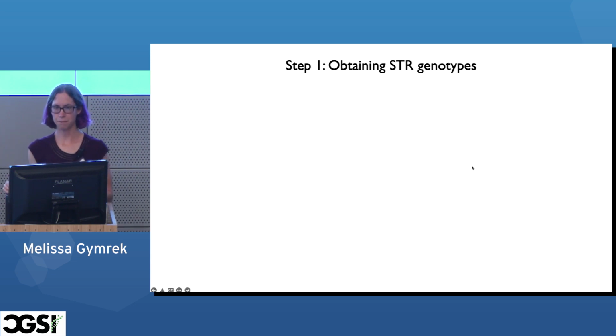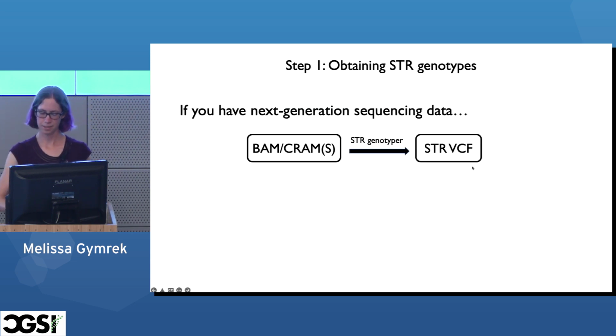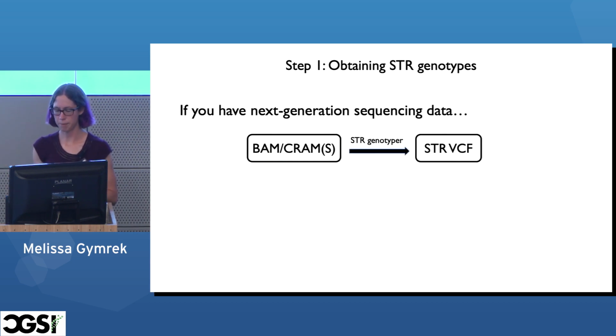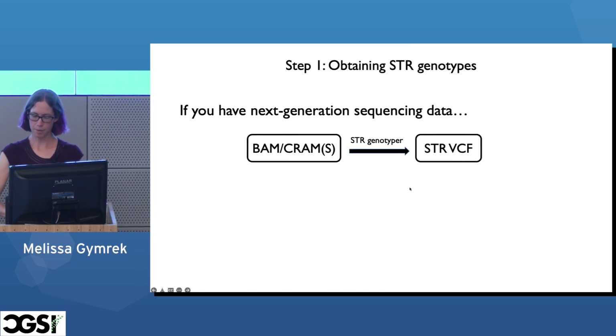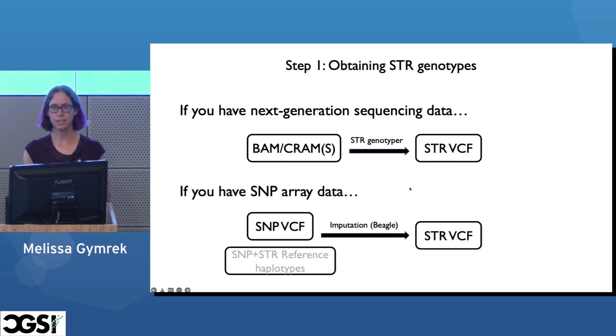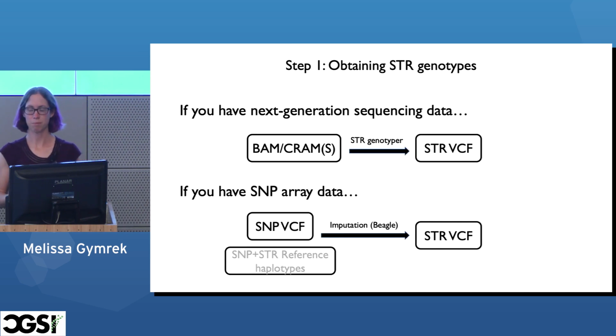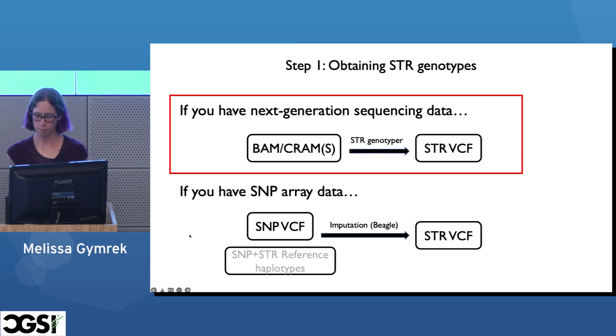Practically, there are two different ways that we tend to do this. The first is if you have next generation sequencing data, we can genotype these directly from the aligned reads. A lot of times we actually don't have sequencing data, and instead we just have SNP genotypes from a SNP array, in which case we've had a lot of success using Beagle to impute these into SNP data. But I will talk mostly about this first application, for if you actually had sequencing data.